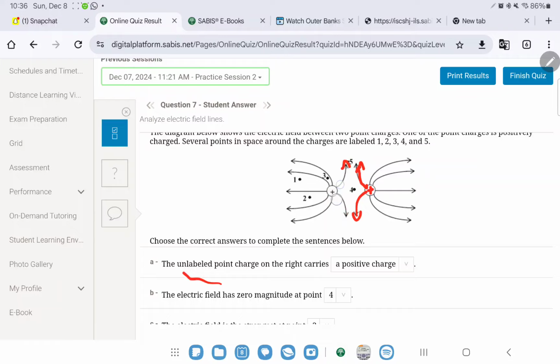Now the electric field is 0 at, you need to go to the point which is here. Between the two repulsion forces, there is no electric field. It's passing around it. It's not going towards point 4. So that's where there's 0 magnitude. But the point where there's the highest, which is the third part, the strongest electric field, is this. It's the one closest to the point charge.